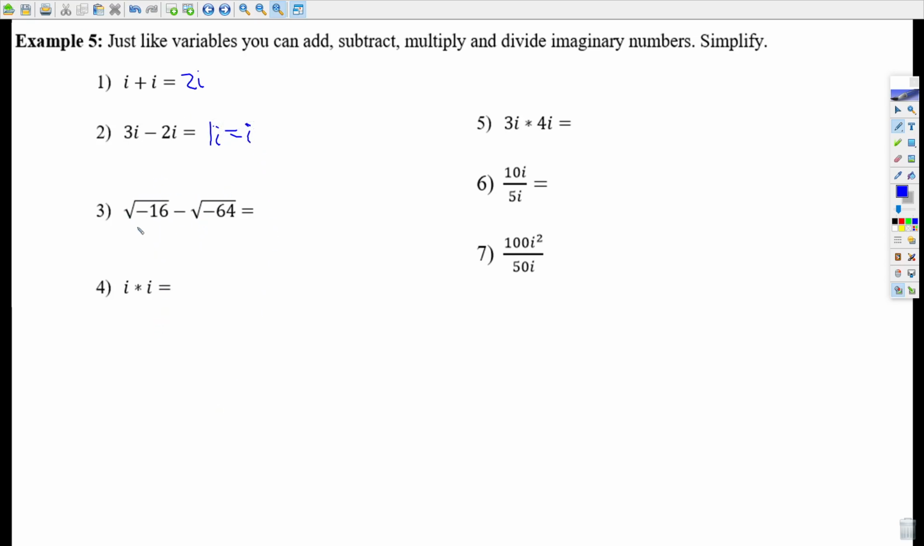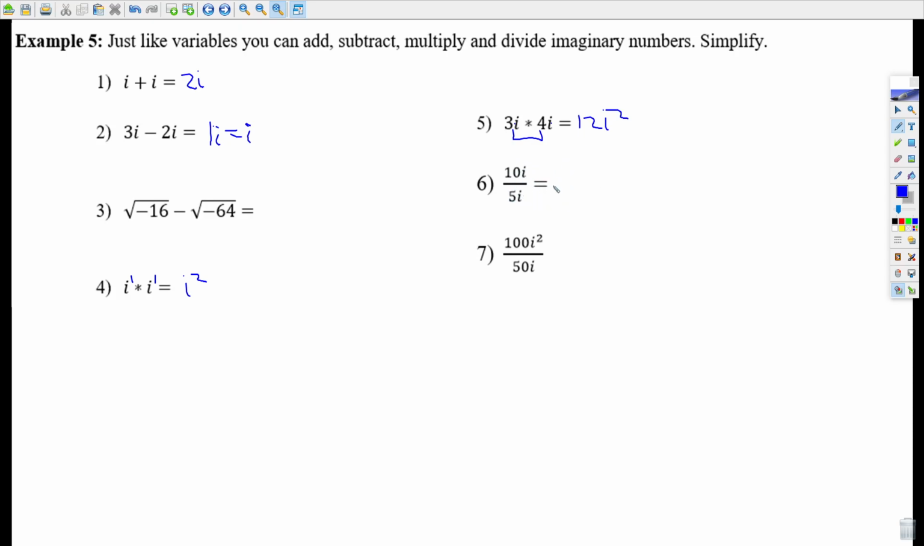I'm going to save 3 for a little bit later. 4, i times i. Well, that's like adding exponents at that point, so you would do i squared. 5. If we multiply these together, we have to do 3 times 4 first, and we get 12. i times i, which we already said in the previous problem, i squared. So that's 12i squared.